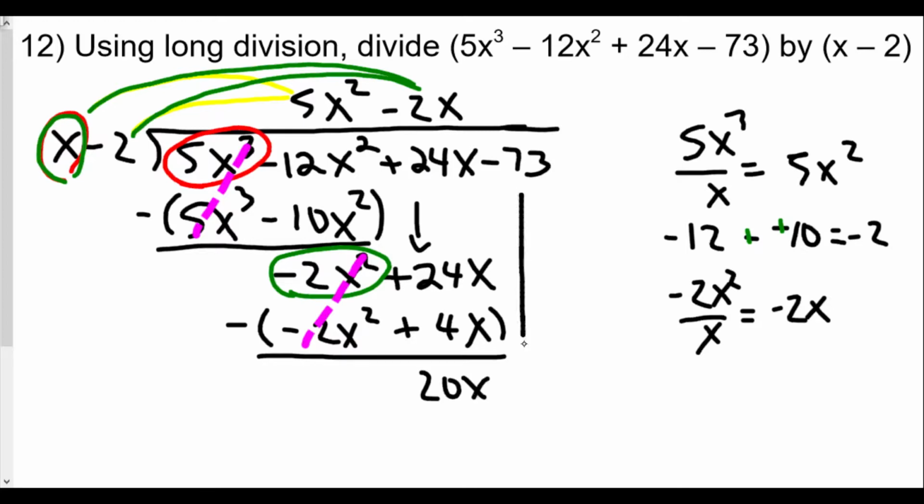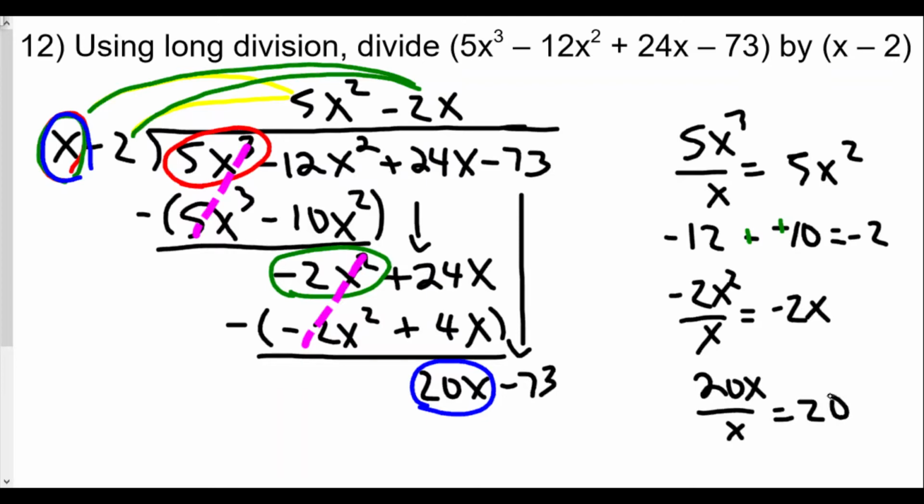We drop that negative 73 down. And finally, we're going to figure out how many times x goes into 20x. And so 20x over x is just going to be 20. And we should distribute. You multiply 20 by x, you get 20x. Multiply 20 times negative 2 is negative 40.